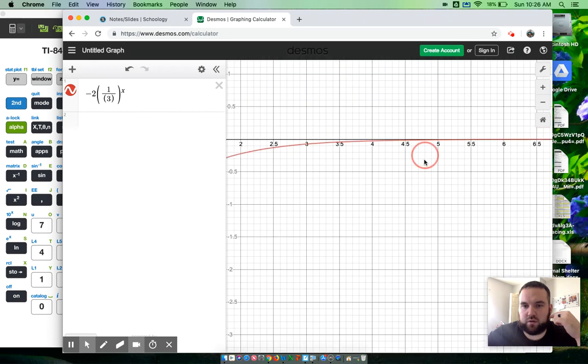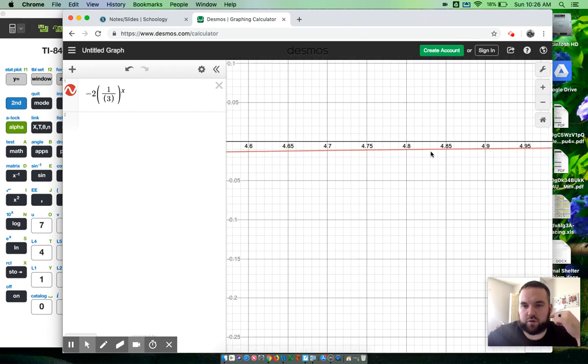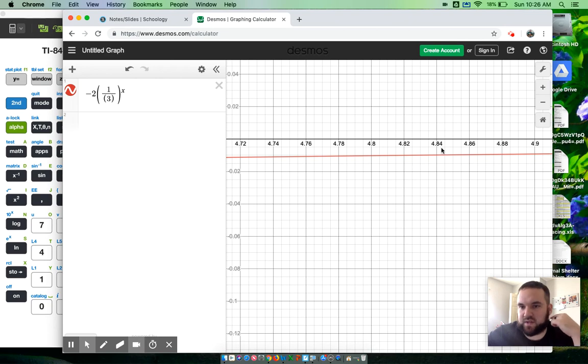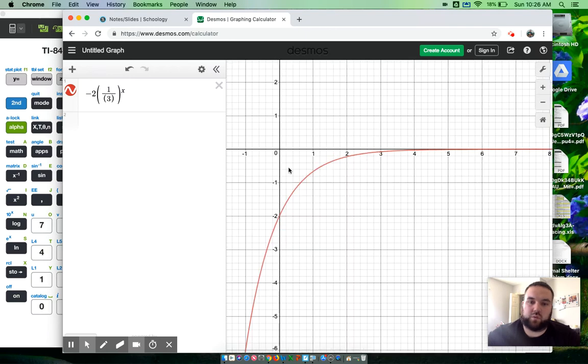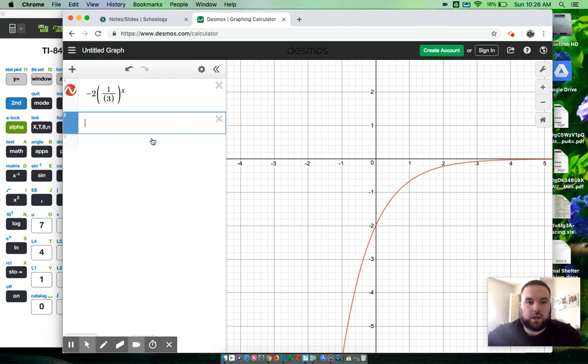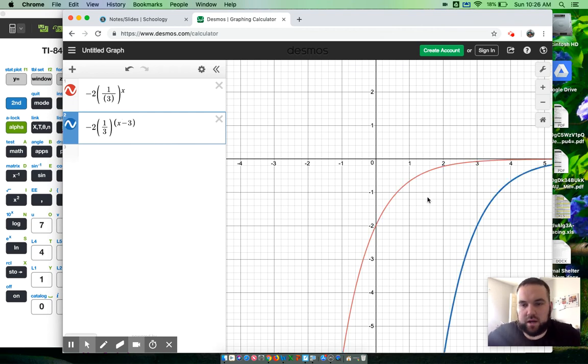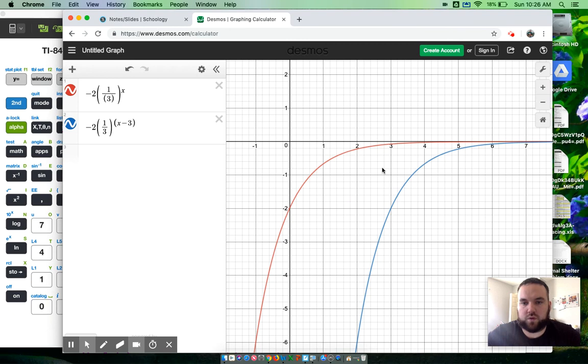I can zoom in here, and again, feel free to do this on your own time. You can zoom in, and there's always going to be separation between the x-axis and that graph, which is why we call it an asymptote. If I do the same thing, but put the exponent of x minus 3, I see that now I get that horizontal translation.